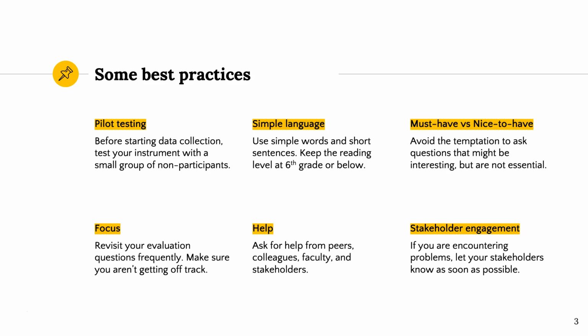One way to maintain focus is by revisiting your evaluation questions frequently. If you feel like you are getting off track, pull up those questions, discuss them with your stakeholders, and consider whether the scope of the evaluation needs to change. Try to be flexible while not getting sidetracked.